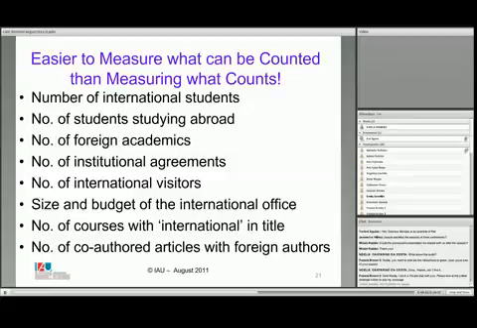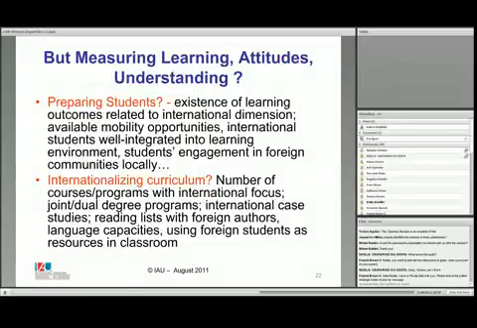I could go through this list. The number of institutional agreements that exist purely on paper, they have paper value, but have no real impact on the institution. We all know this. So be careful when identifying indicators, not to fall into the trap of measuring what can be counted rather than measuring what counts.